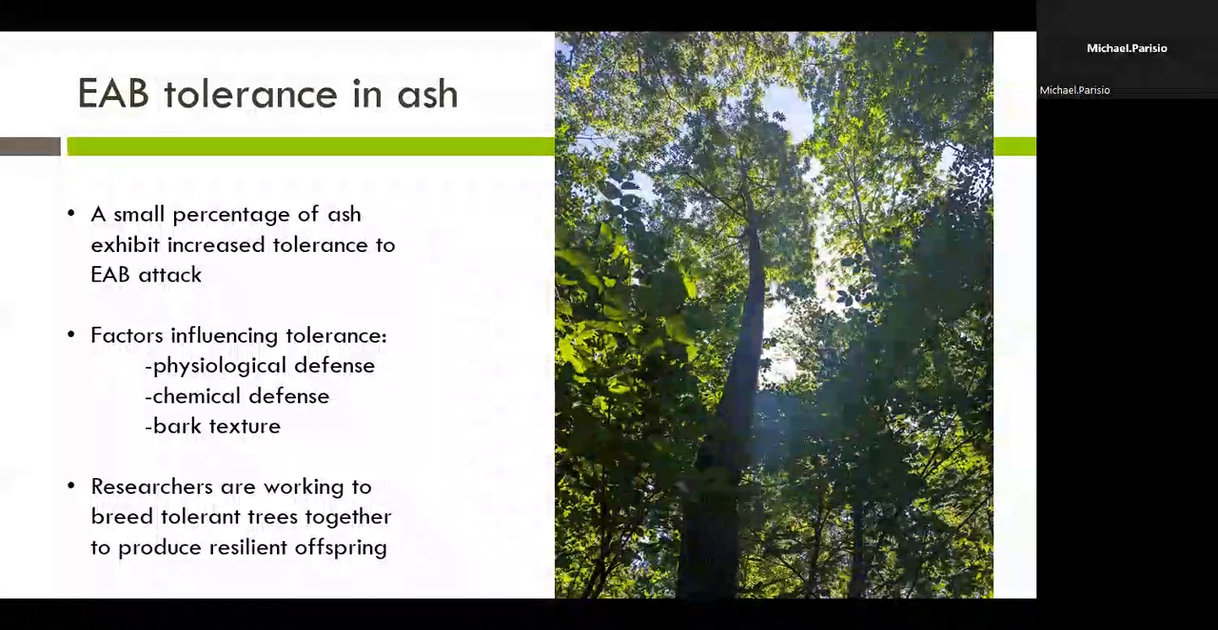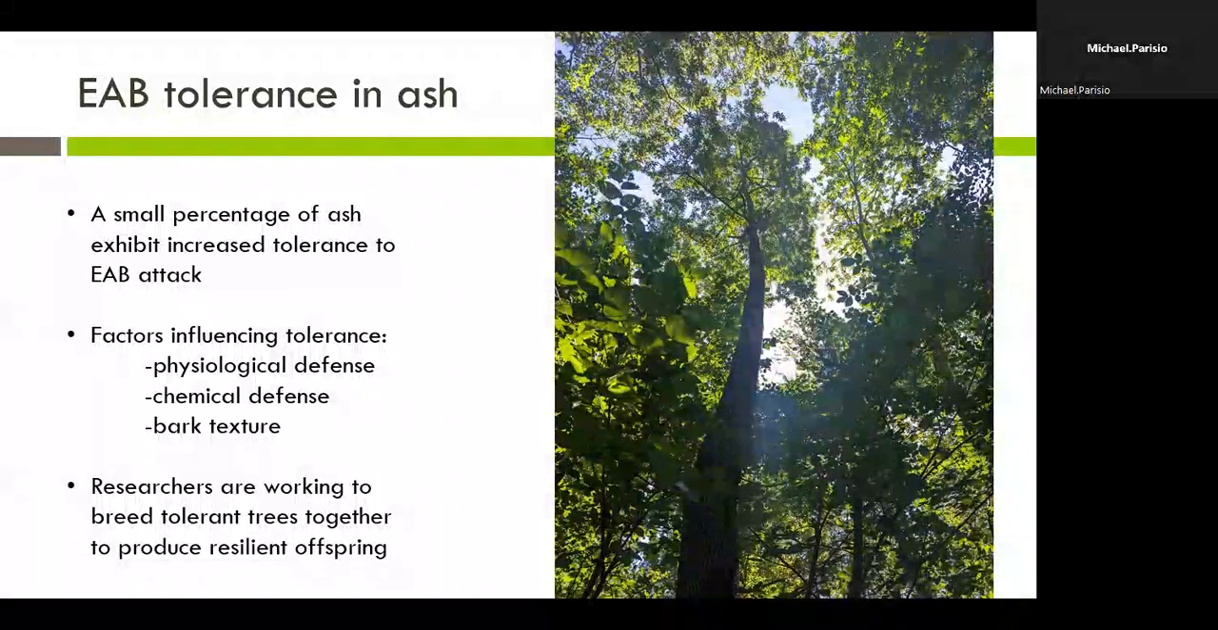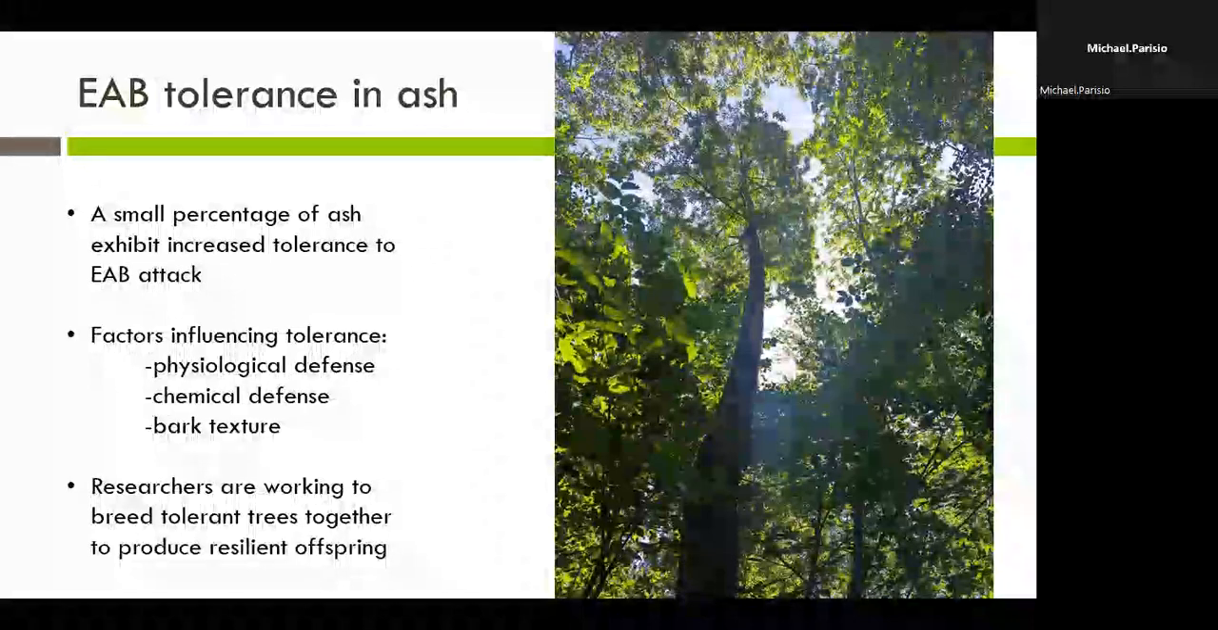It seems a weird defense to think about, but the female beetles really prefer to lay their eggs in cracks and crevices of the really fissured bark that ash are known to have. And so trees, especially those medium-sized trees before they get super big, sometimes retain their smooth bark texture into larger sizes than some others. Trees that have smoother bark tend to be less preferred egg-laying sites for the female beetles.